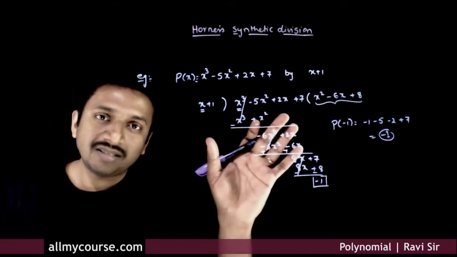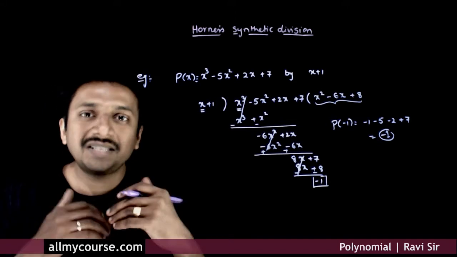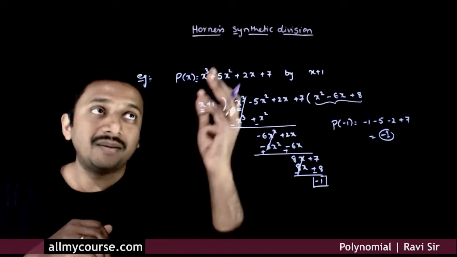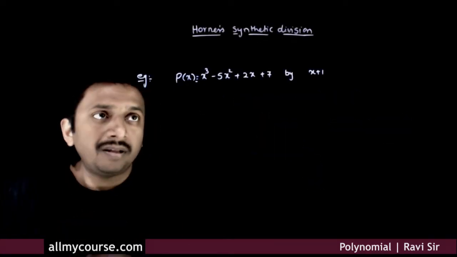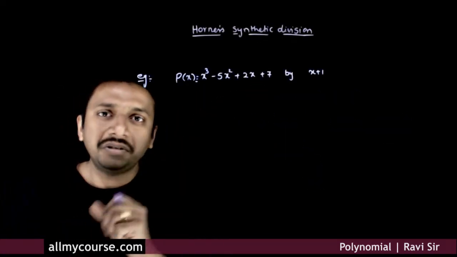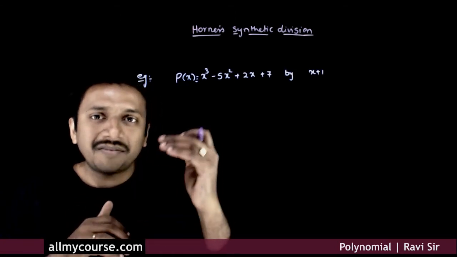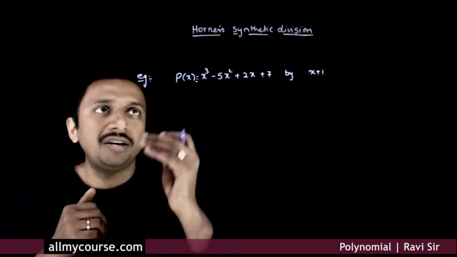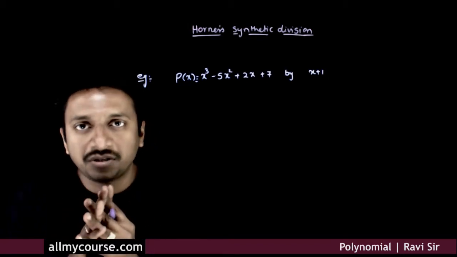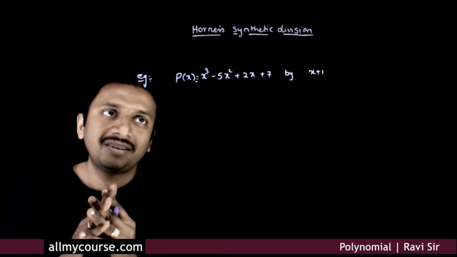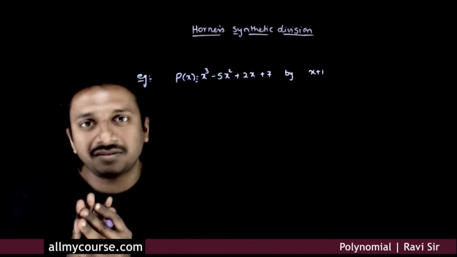Now this is the way in which you do the general division. So now there is an easy way to do this, and the method is called Horner's synthetic division. So now let us try to do this division using Horner's synthetic division. There are several levels of simplifications that you can do in Horner's synthetic division. The first type of simplification that we do is by avoiding writing the coefficients of x's.